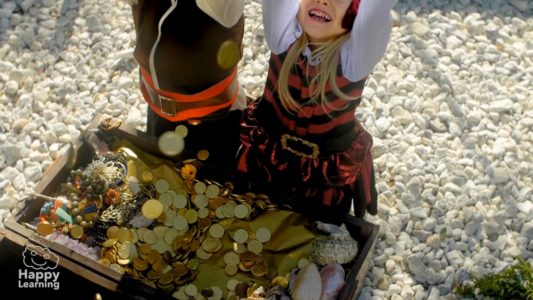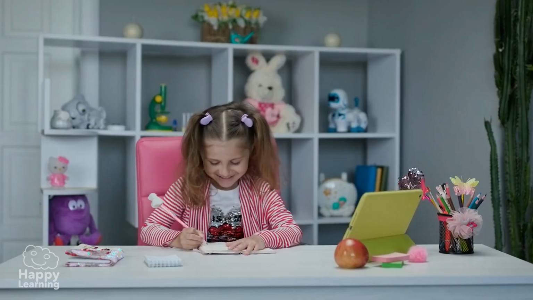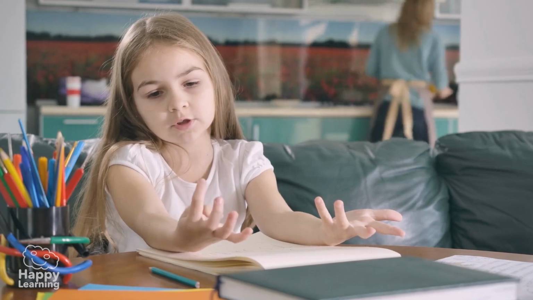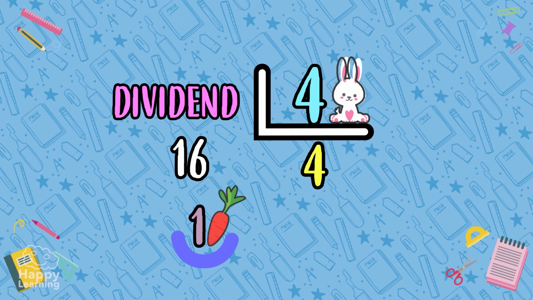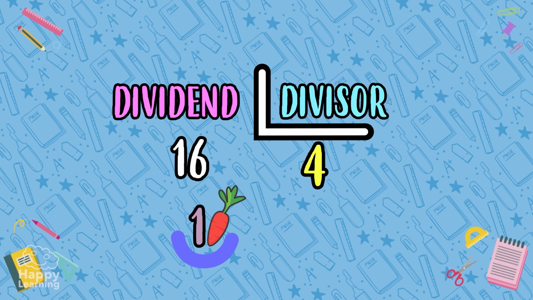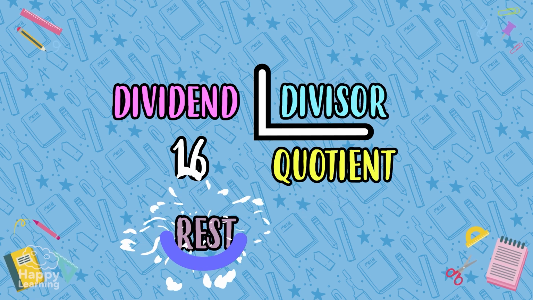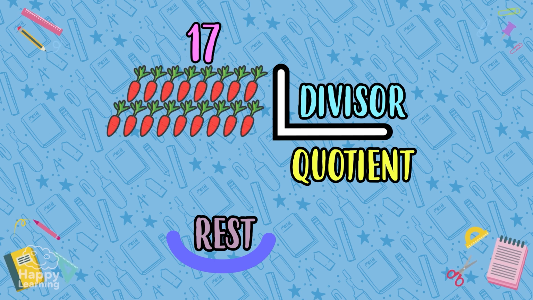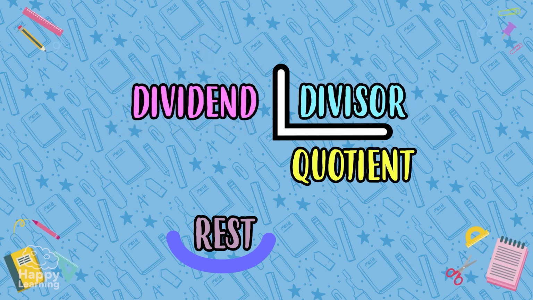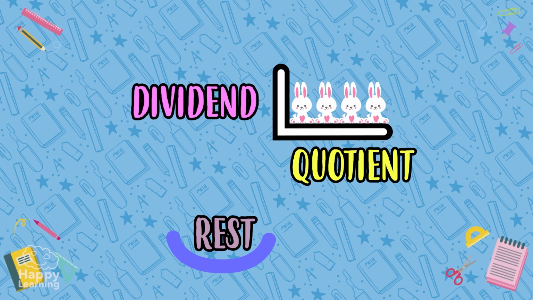We already know what it means to divide, and we also know how to do the mathematical equation. Now we are going to learn the parts of the division, which are the dividend, the divisor, the quotient, and the rest. The dividend is the amount that we are going to distribute. In this case, it is the number 17 because there are 17 carrots that we are going to distribute. The divisor is the part between which the dividend will be distributed. Since there are 4 rabbits, the number 4 is the divisor.